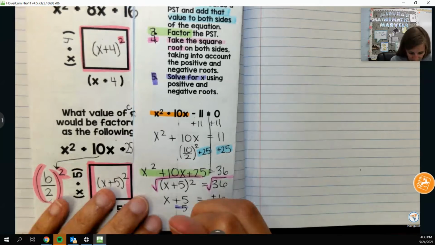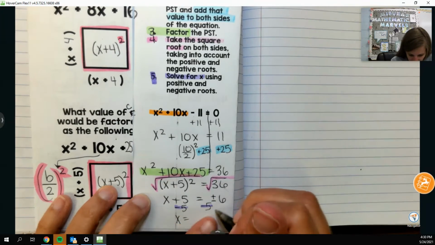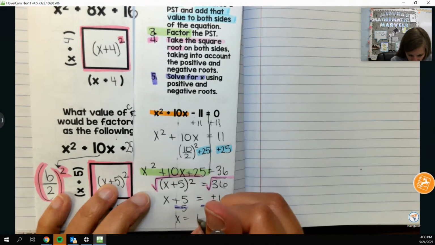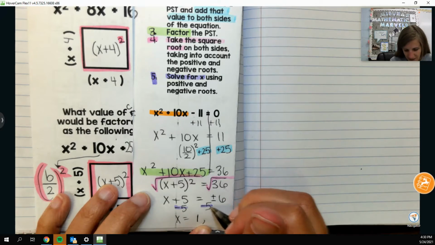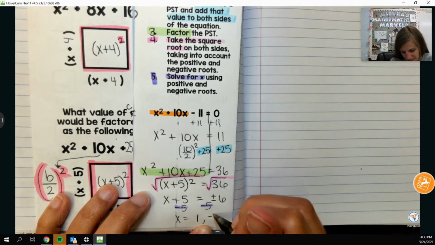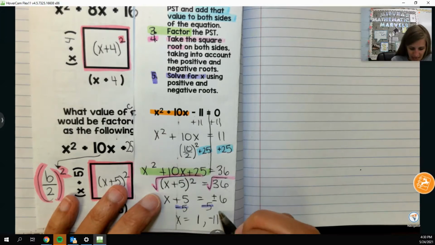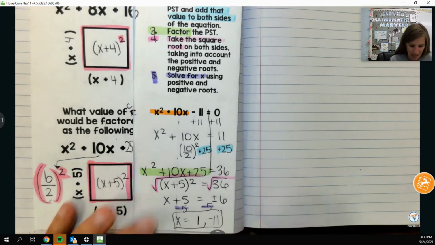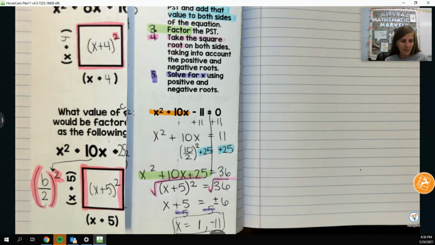Over here, x will be alone now. And on this side, we'll have negative 5 plus 6 for 1, and negative 5 minus 6 for negative 11. And so we get our two solutions from vertex form.